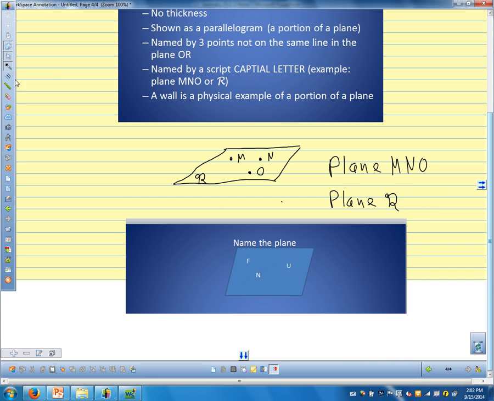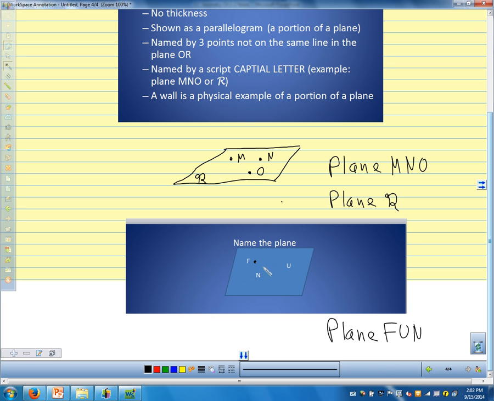So let's name this plane. We'd say plane FUN. And those points F, U, and N are in our plane or on our plane. And we could also call this plane NUF, plane UNF, plane FNU. We don't have to list them in a particular order. As long as they're not on the same line, we're okay. All right, we're good with planes.